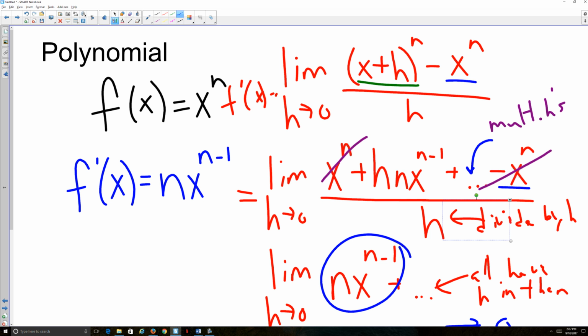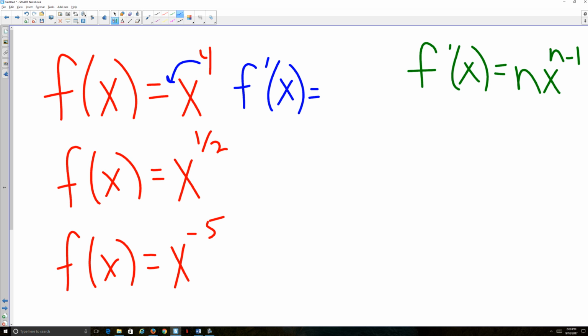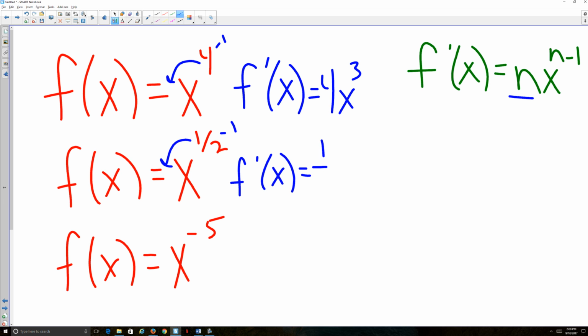All right, well, that's great, because now we can know how to take any derivative of a polynomial. So let's look at an example. So let's take these derivatives. F prime of x equals, this 4 will come in front, that's the n, and then we're going to subtract 1. So this becomes 4x to the third. We can also do this with fractions. So f prime of x, so 1/2 goes in front, and we subtract 1, equals 1/2, and then x to the negative 1/2.